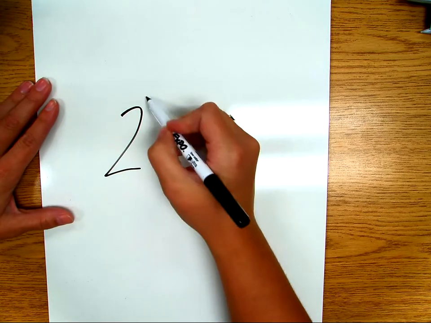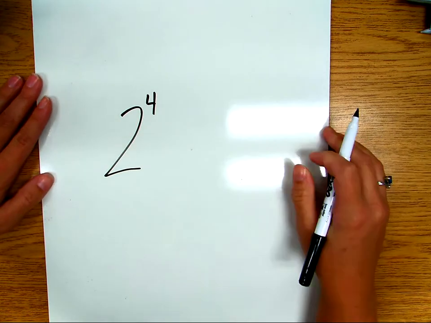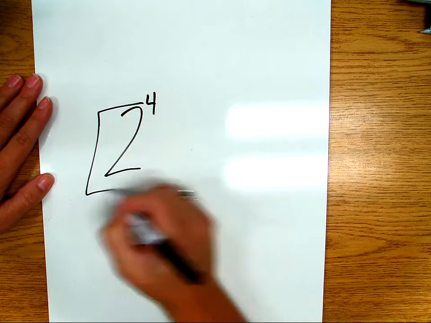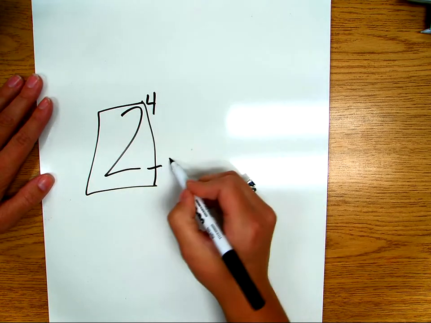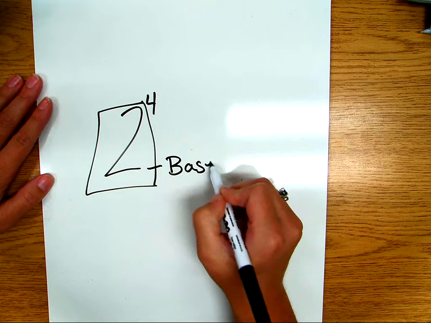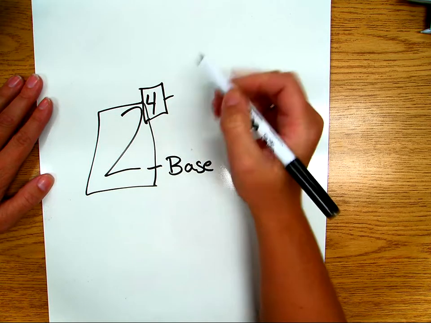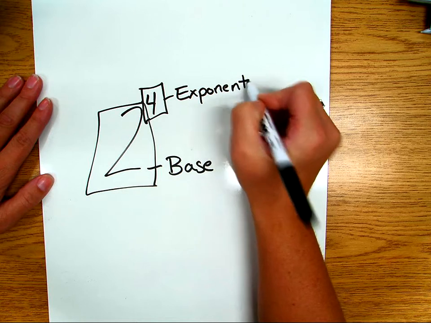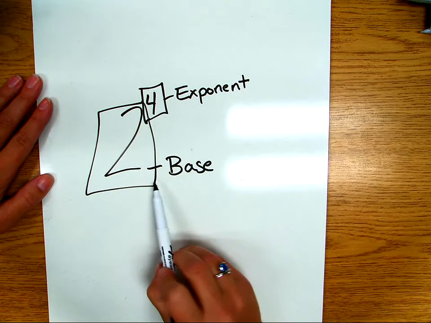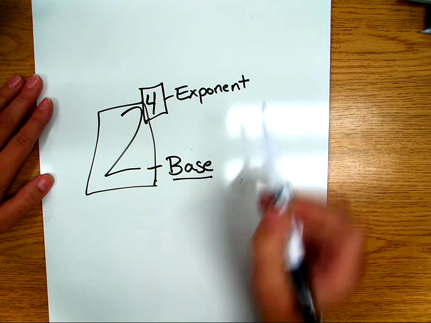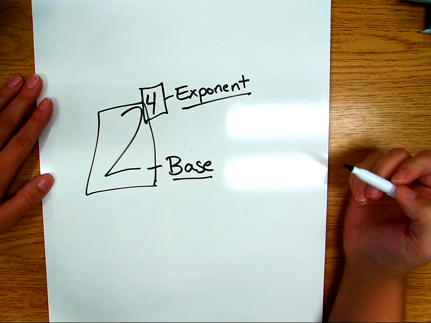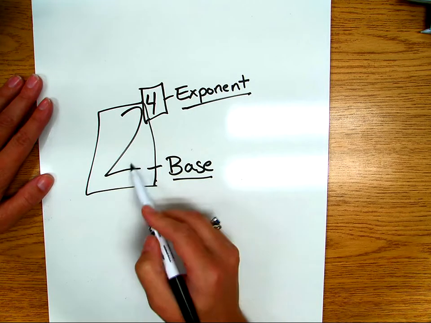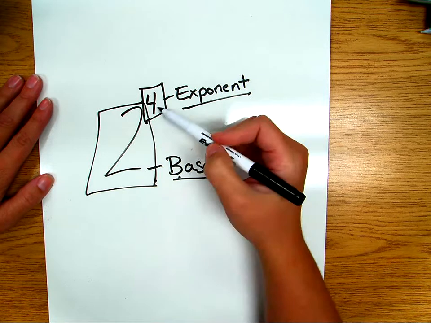Next, let's talk about what are the parts of an exponent. If we're looking at 2 to the fourth power, this normal sized number down here on the bottom is the base. The smaller number up in the corner is the exponent. When solving exponents, the base is always the number you see, and the exponent is how many times you see that. So bottom, base, top, exponent.